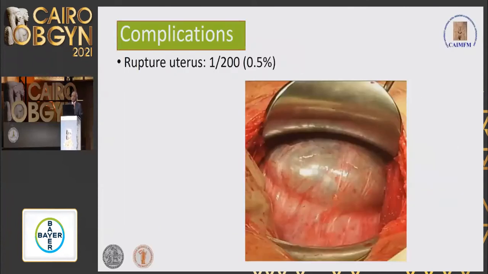What are the complications? We are all obviously quite concerned that this woman could end up with a ruptured uterus. This is an example of a scar dehiscence here. You can see the bulge there, which I'm sure anybody who's practicing OBGYN would have come across in some form of context. The risk of this happening is 0.5%, 1 in 200.